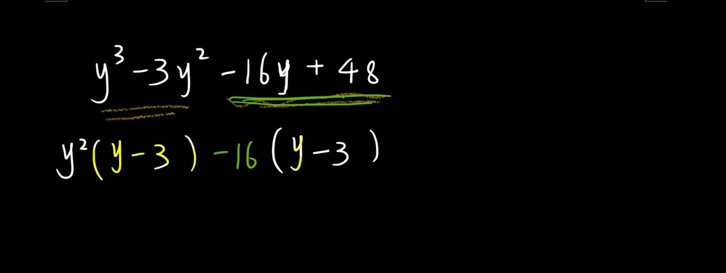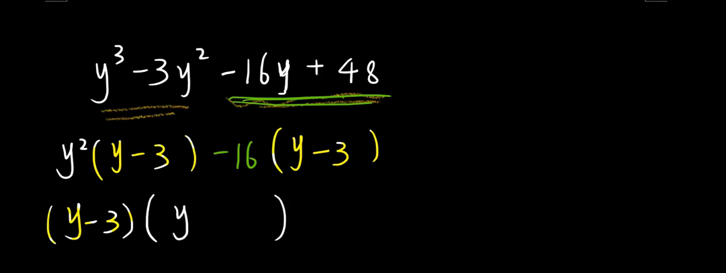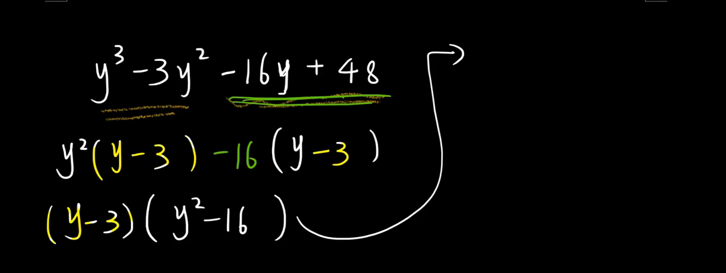Did you see? At this stage, we have two little parentheses, and inside we have y minus 3. So that means that's our common monomial. In the little parentheses, we can factor it out one more time. And then what do we have? We have y squared minus 16. And do not stop here.